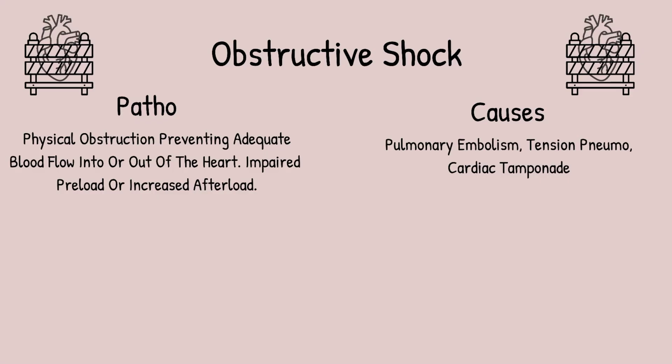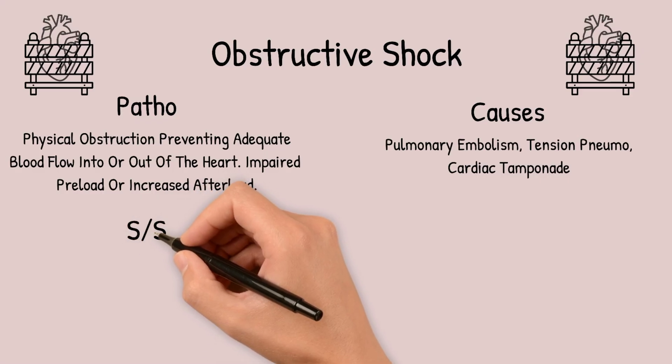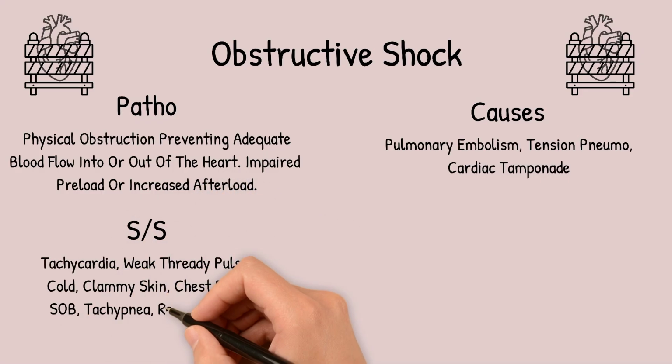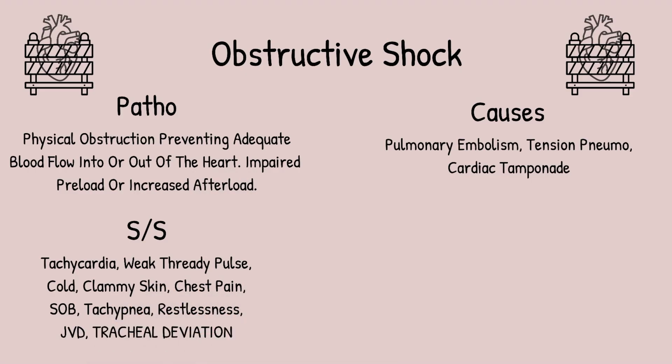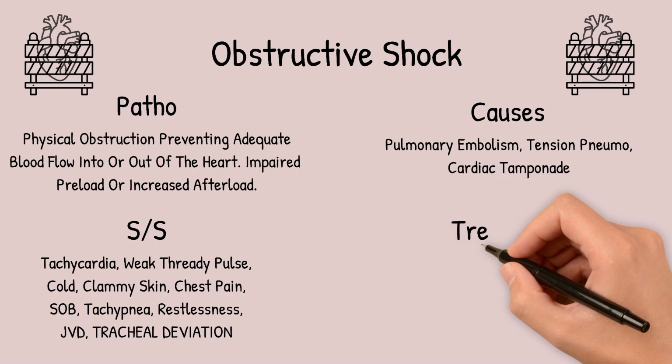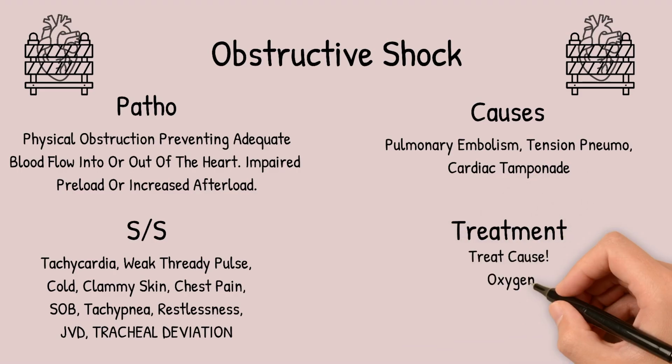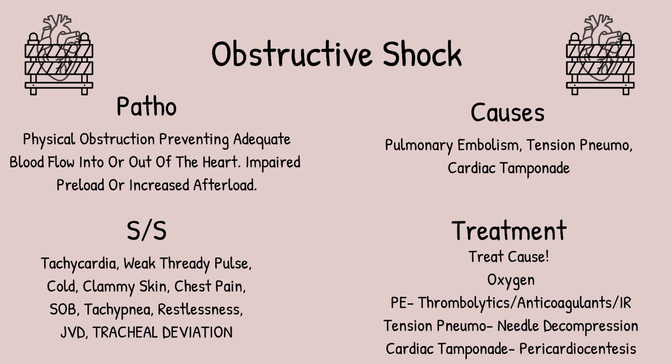Some signs and symptoms include tachycardia, weak thready pulse, cold clammy skin, chest pain, shortness of breath, tachypnea, restlessness, JVD, and tracheal deviation. Looking at treatment, we have to treat the underlying cause. As we're treating the cause, oxygen first.